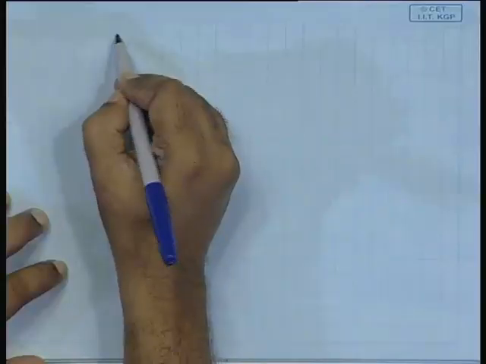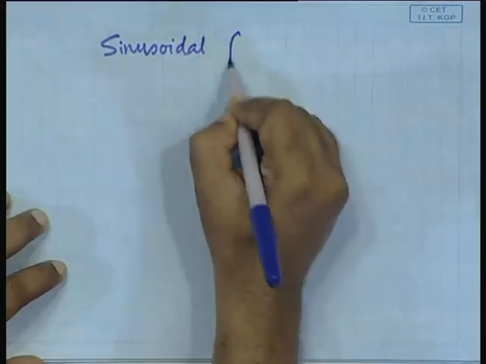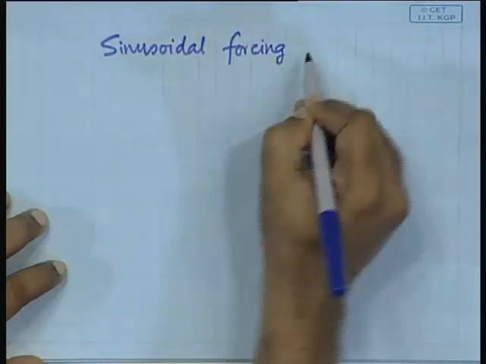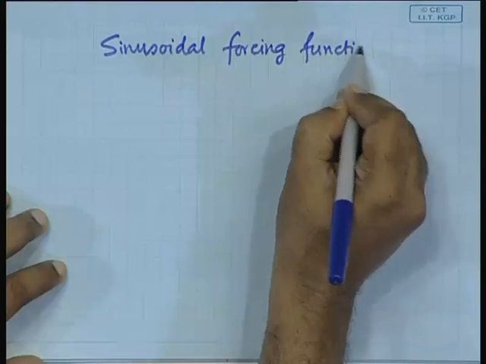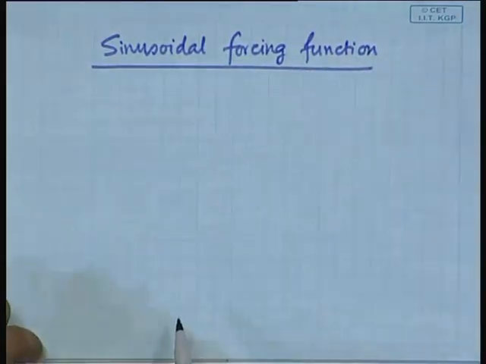What other type of forcing function can you visualize? We have done a single step function, we have done a square wave function. What else could be? Sinusoid. Okay, let us take the sinusoidal forcing function.